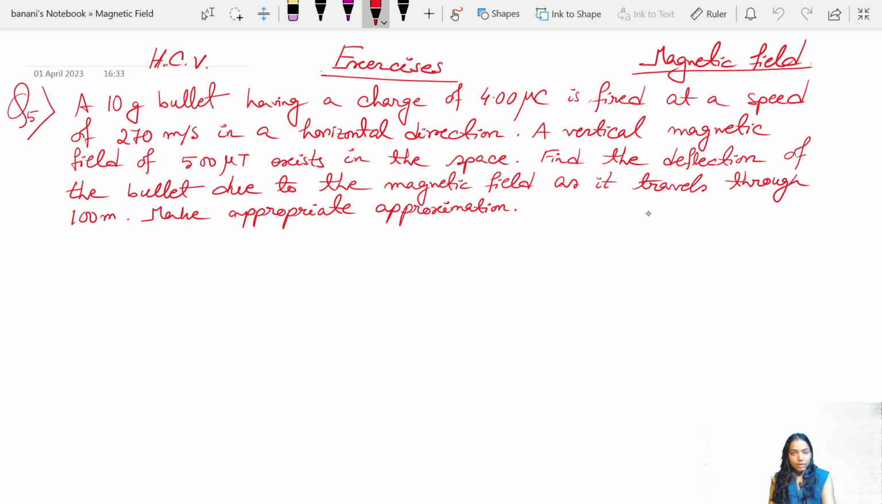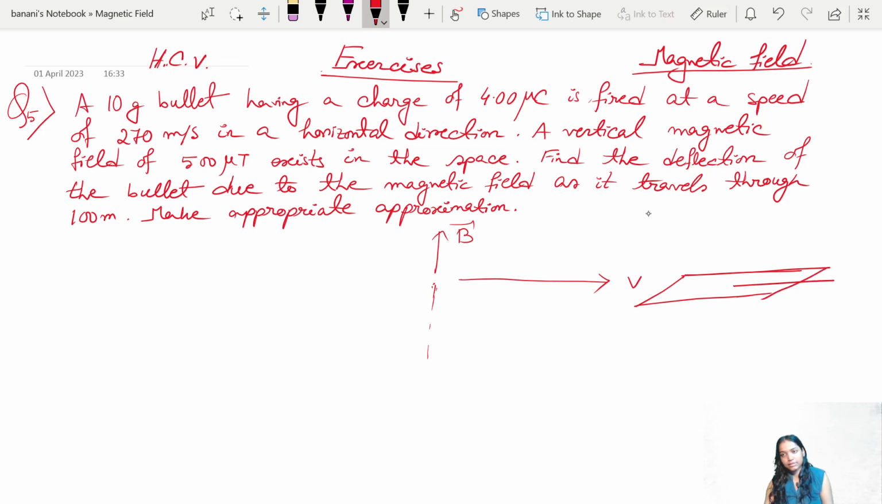So let's think about the direction. The magnetic field is along the vertical direction, and the speed of the bullet is along the horizontal direction. If we direct the thumb along the V vector and fingers along B, then the face of the palm, towards me, is the force. So if V is along this direction and the magnetic field is completely vertical, then it will deflect sideways like this.